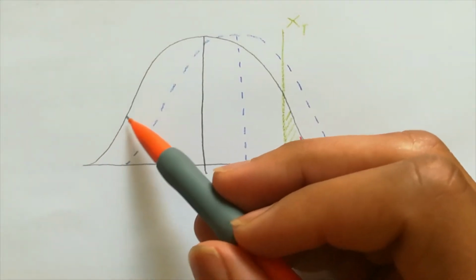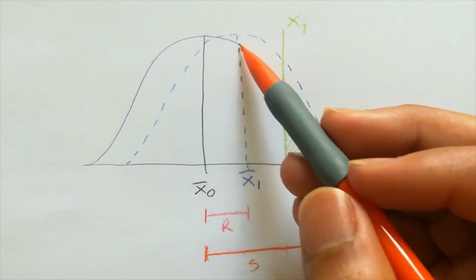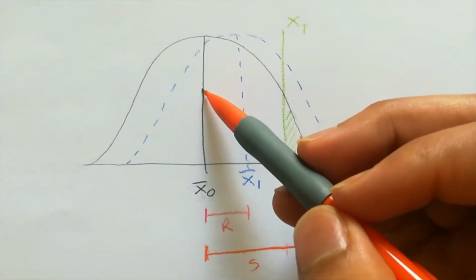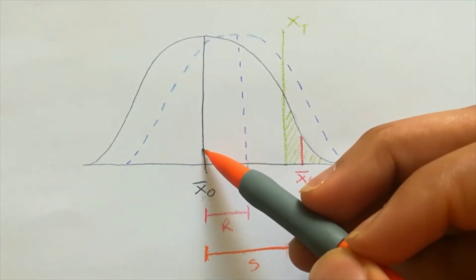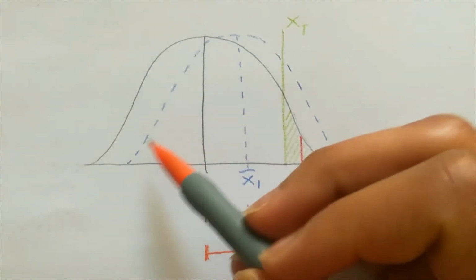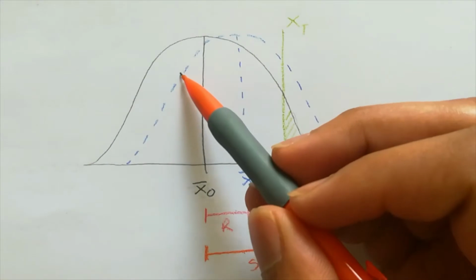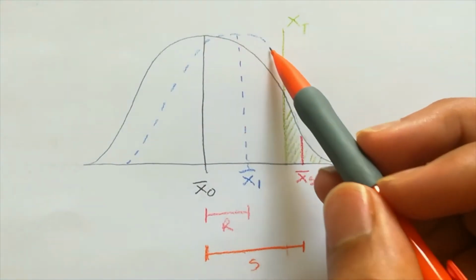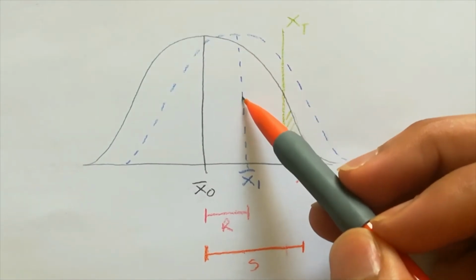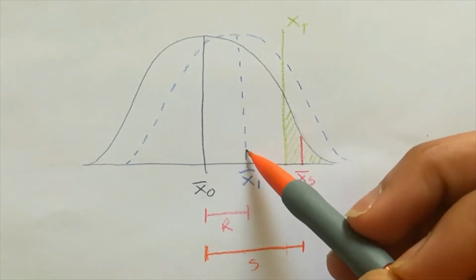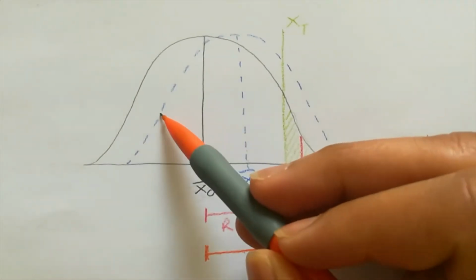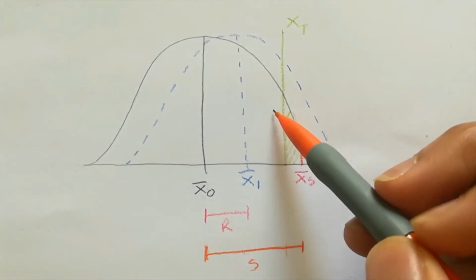This line represents the wingspan of the original population, and the line cutting it in half represents the average, or the mean wingspan, of the original population, or x-0. The blue dotted line represents the wingspan of the offspring population, and the line cutting it in half represents the average wingspan of the offspring population, or x-1. The graph was shifted to the right because we are trying to increase the trait.